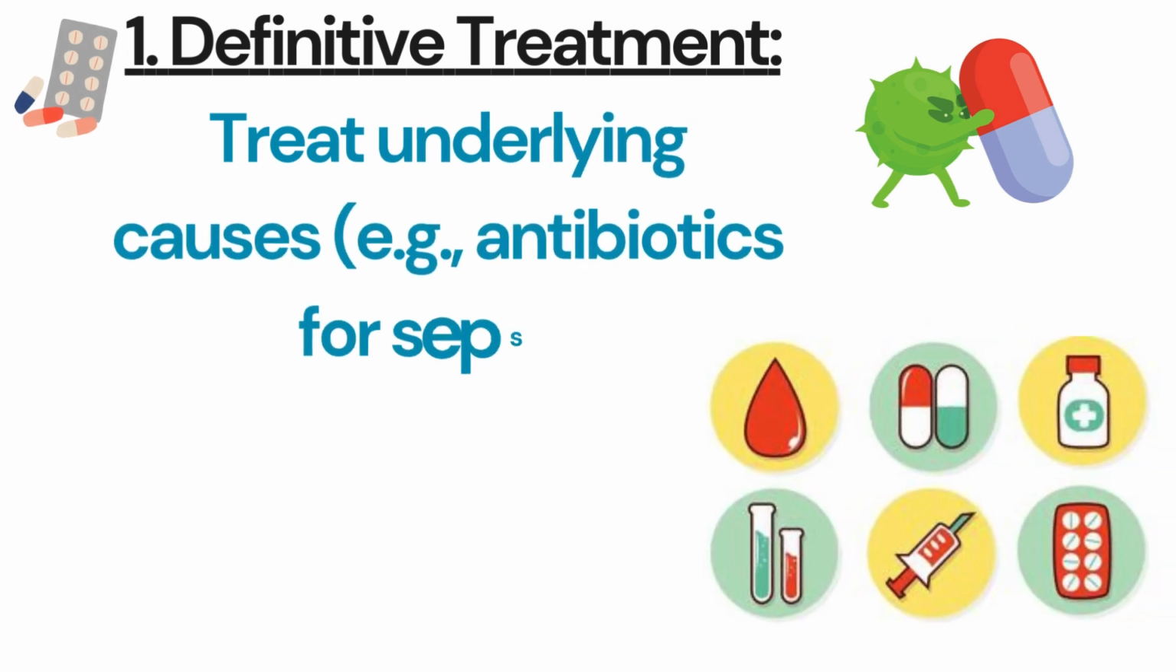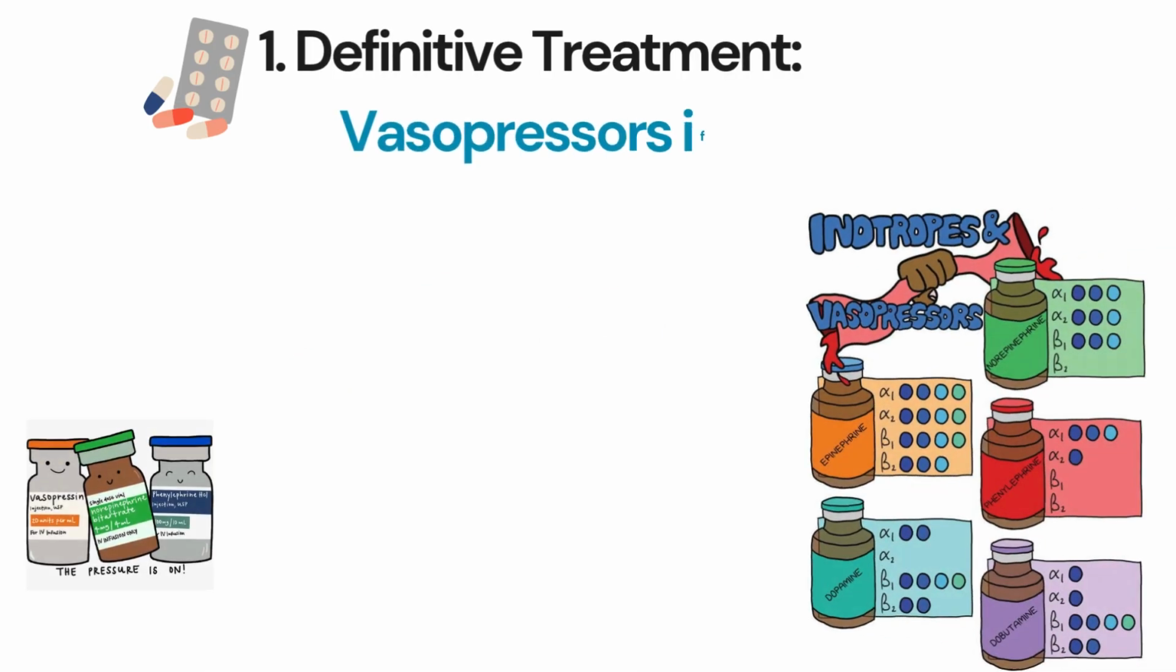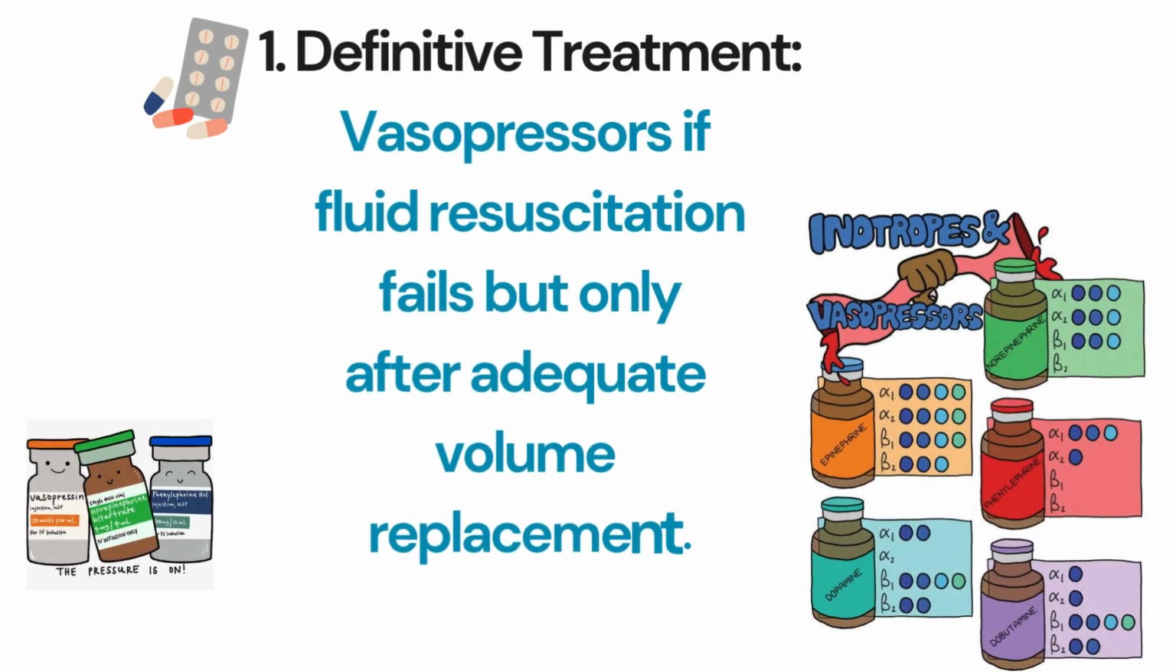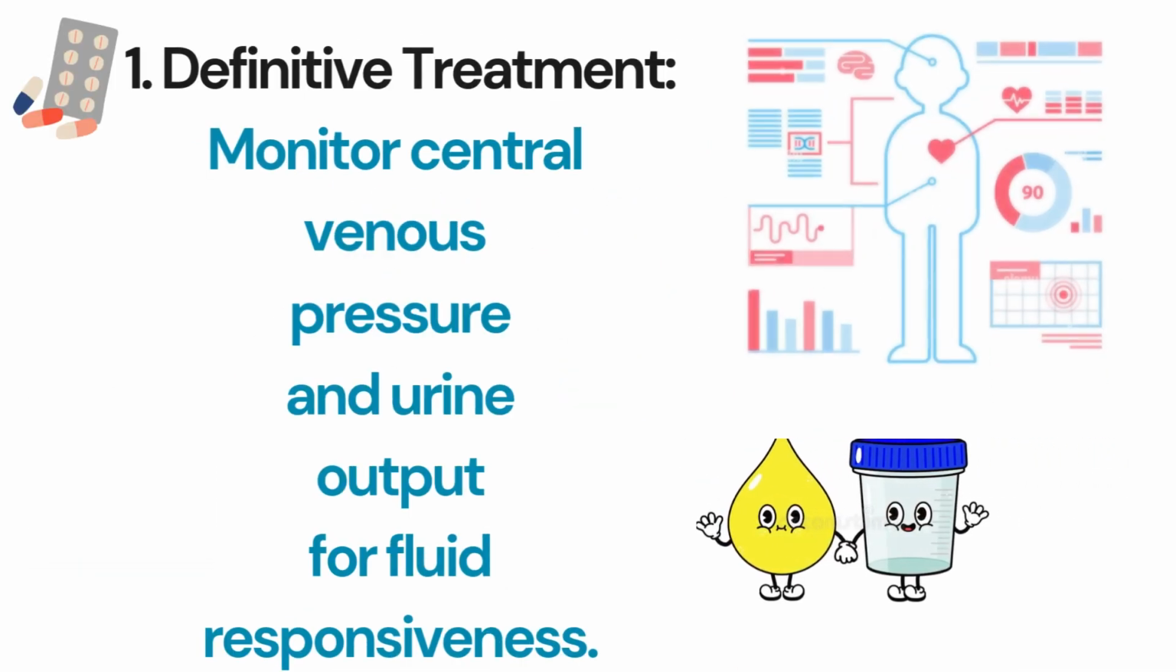Treat underlying causes, e.g. antibiotics for sepsis-induced third spacing. Vasopressors if fluid resuscitation fails, but only after adequate volume replacement. Monitor central venous pressure and urine output for fluid responsiveness.